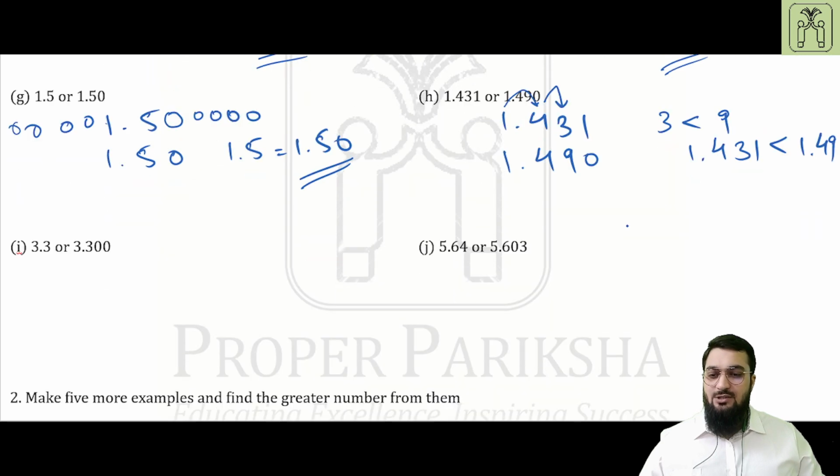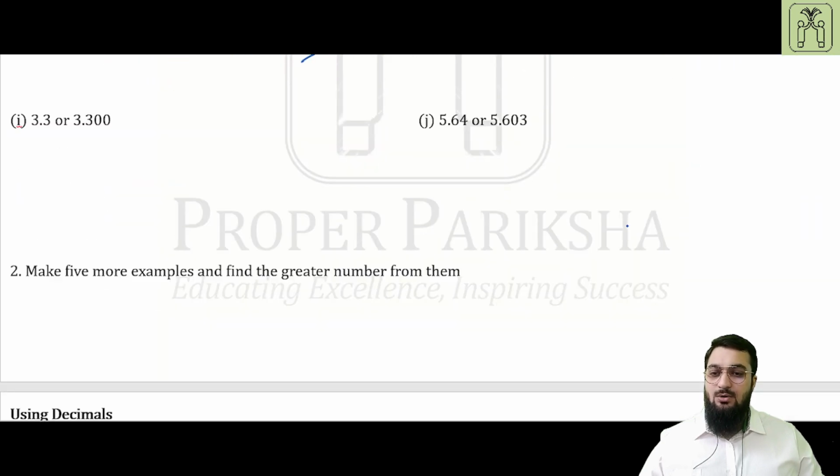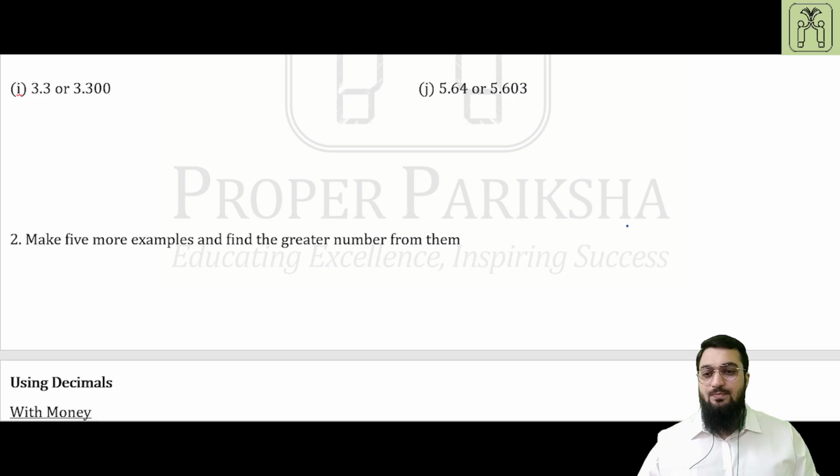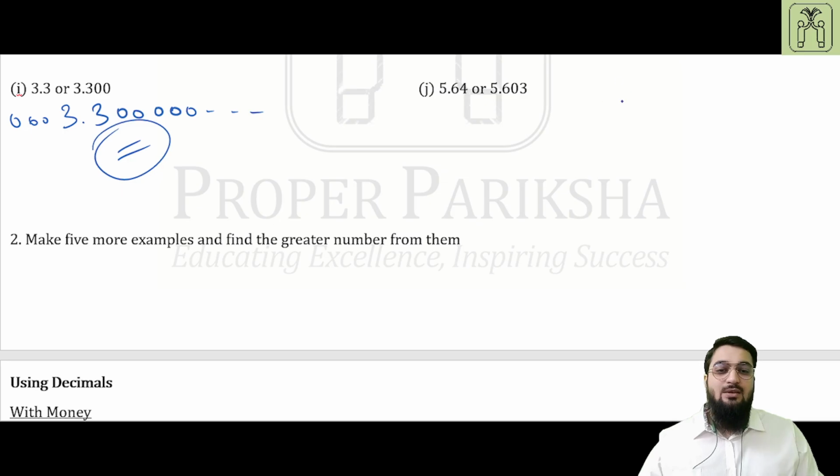Coming to the next part, 3.3 or 3.30 or double zero or whatever. So here also you see that 3.3 can be written as 3.30, 3.300, 3.3000, an infinite number of zeros. So therefore both of them are the same.